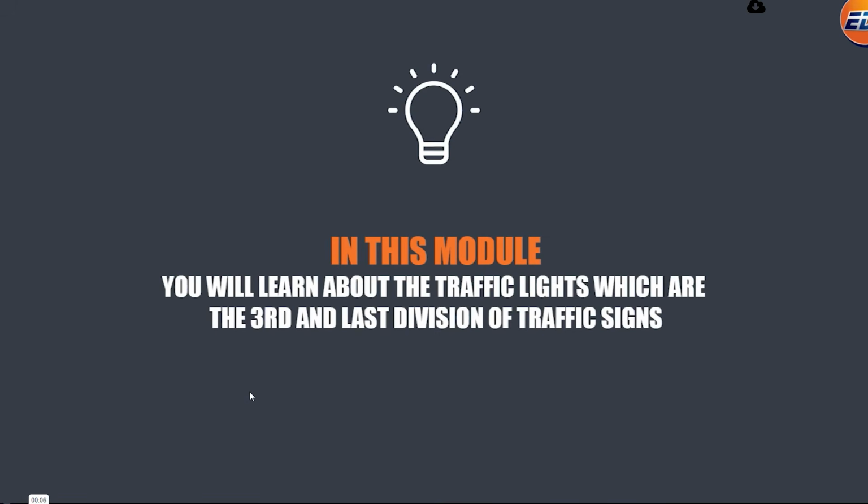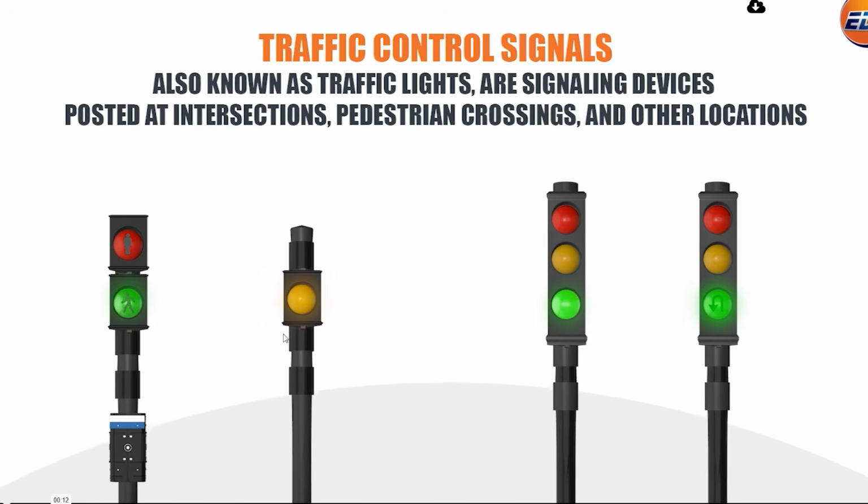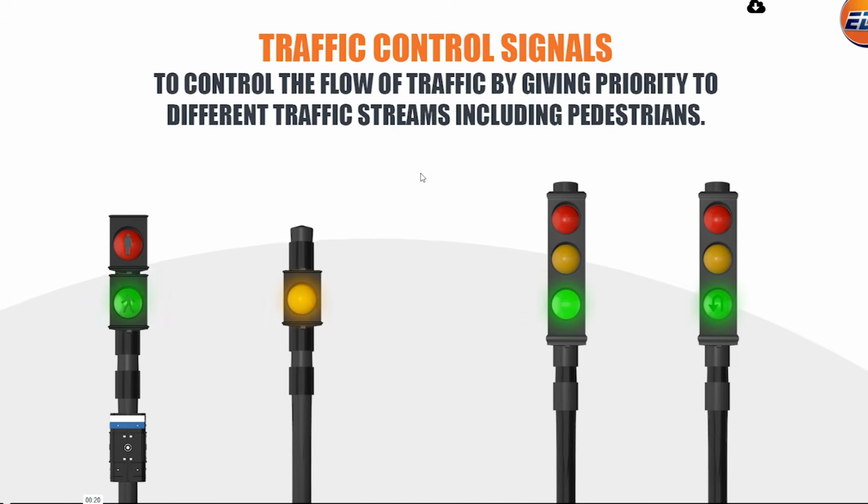In this module, you will learn about the traffic lights, which are the third and last division of traffic signs. Traffic control signals. Traffic control signals, also known as traffic lights, are signaling devices posted at intersections, pedestrian crossings, and other locations to control the flow of traffic by giving priority to different traffic streams, including pedestrians.